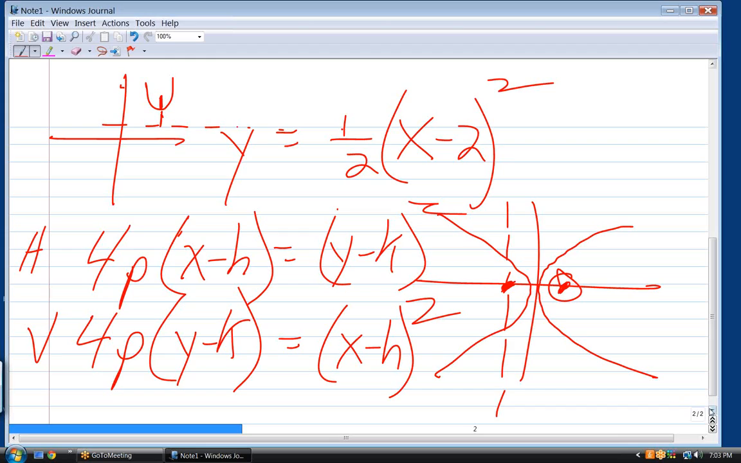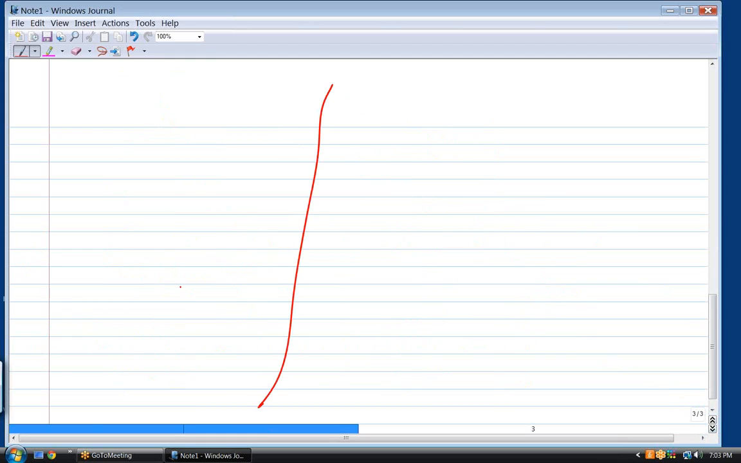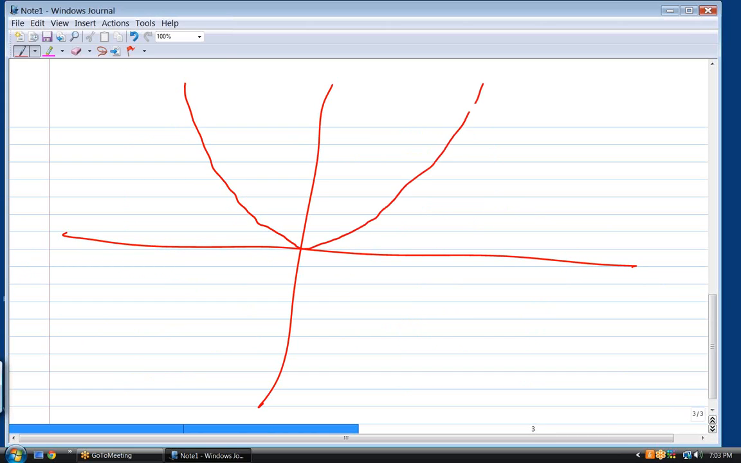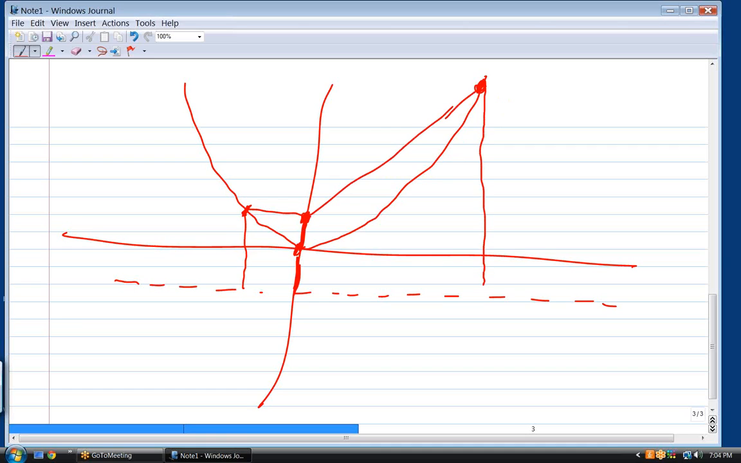Well, notice what the definition of a parabola is. Every point on the parabola is equidistant from the focus and the directrix. In other words, if I pick a point right there, this distance has to be the same as that distance. If I pick a point right here, this distance has to be the same as that distance. If I pick a point way up there, that distance is the same as that distance.